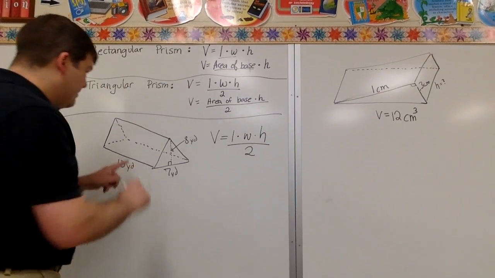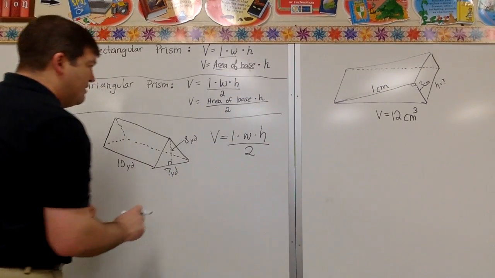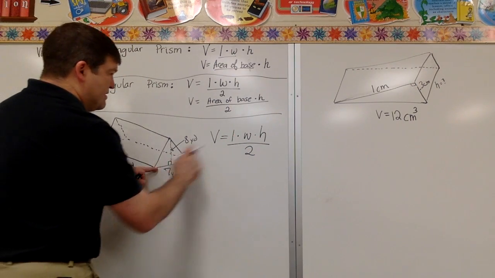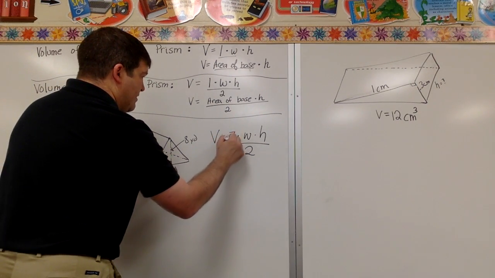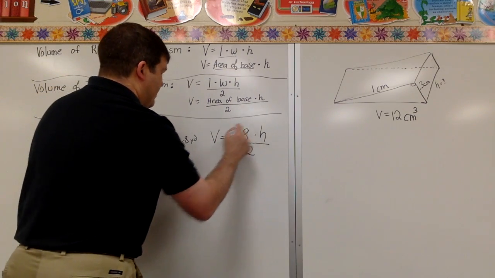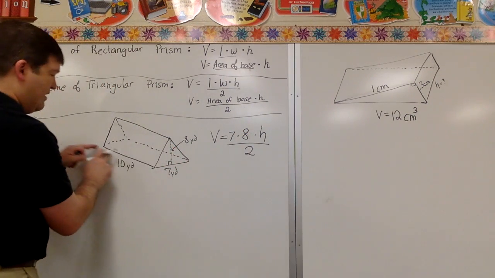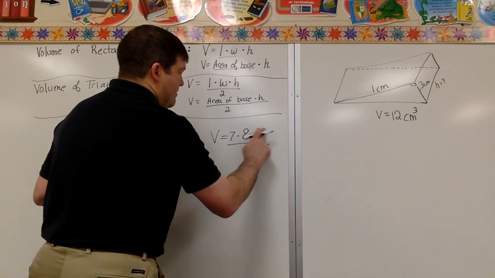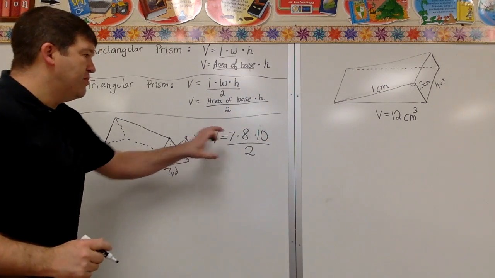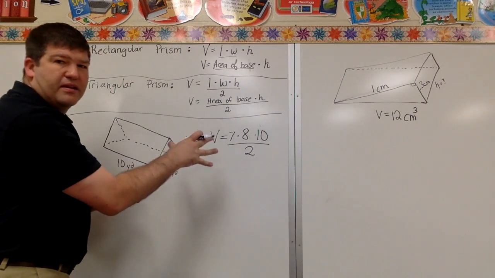So what I do, I don't know the volume, so the V stays there. Do I know the length? And this kind of thing is the area of the base. So I have a 7 here, and then 8 here. 7 times 8, so that's my triangle. That's the area of the triangle. And then this height is 10. Okay? So once I have my formula, I just replace all the variables that I know with the actual numbers. I plug them in.